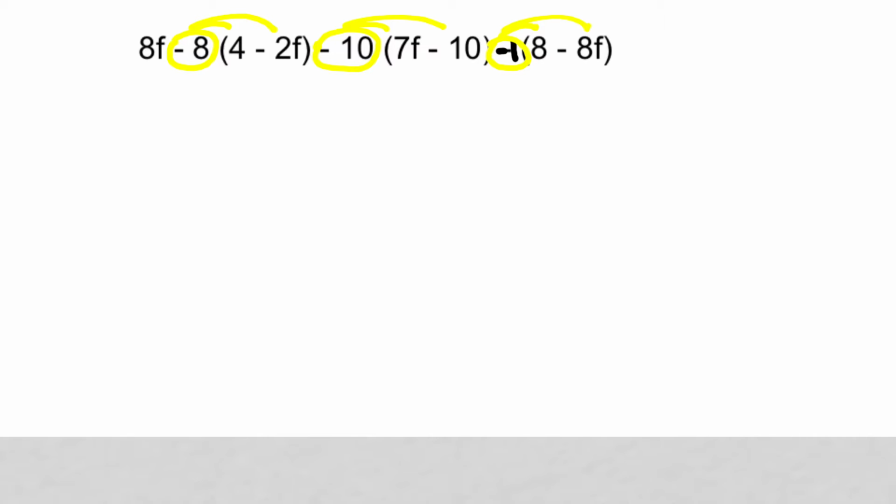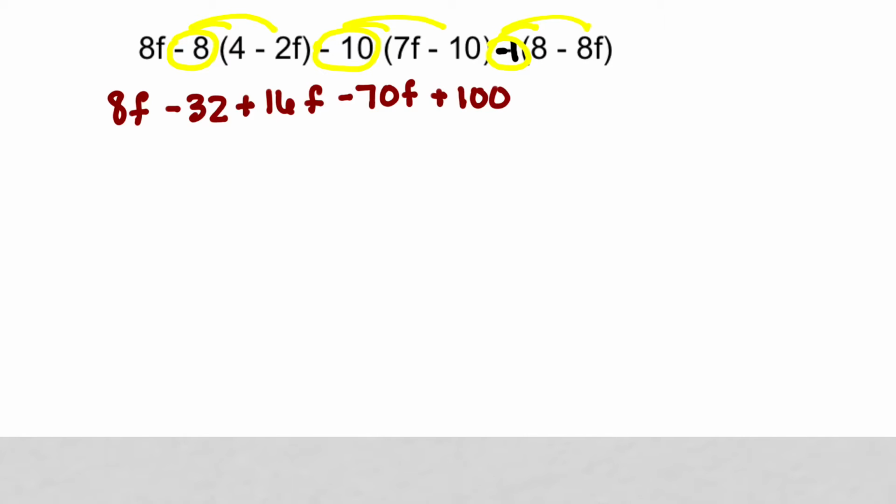So let's start working through this. I still have the 8f out front. That hasn't gone away. But now I have negative 8 times positive 4. Negative 32. I have negative 8 times negative 2f. Well, that becomes a positive 16f. Now I can move on. Negative 10 times a positive 7f. Negative and positive makes a negative, 10 times 7. I've still got the f. Negative 10 times negative 10. Well, that becomes a positive.